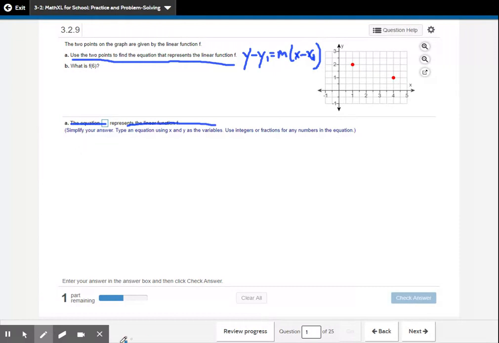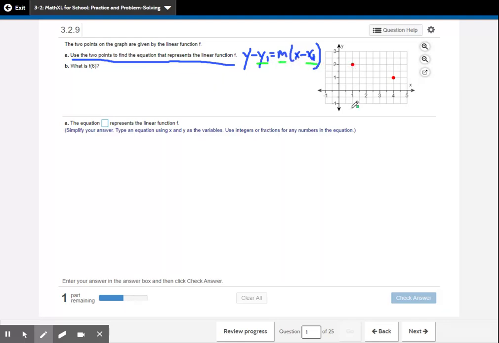Okay, it says to simplify your answer, but it doesn't say that we have to write it in slope-intercept form. So I'm going to write my answer in point-slope form. In order to use point-slope form, there are 3 key things to this formula that we need. We need the y1, m, and x1.